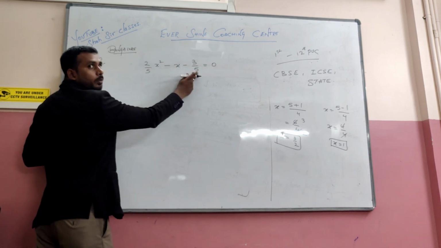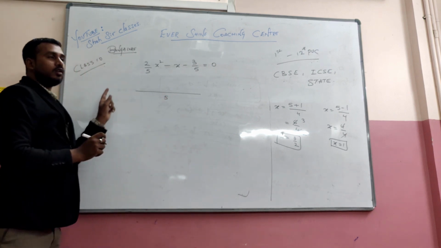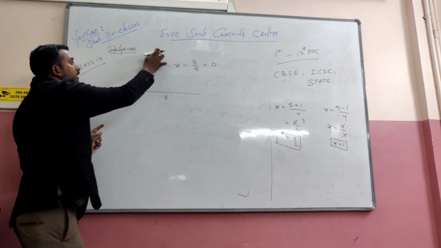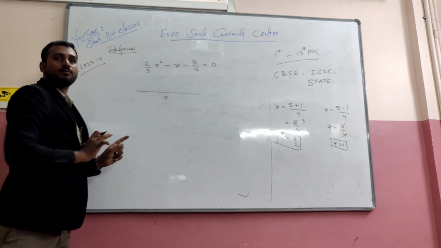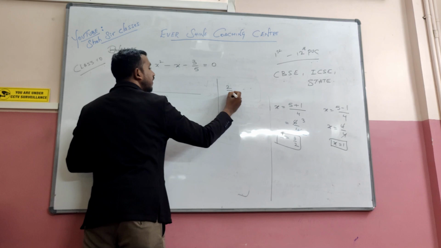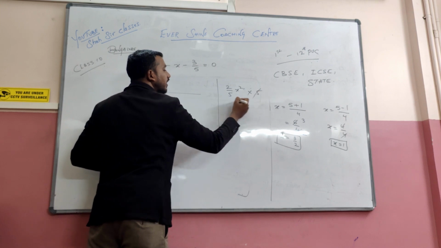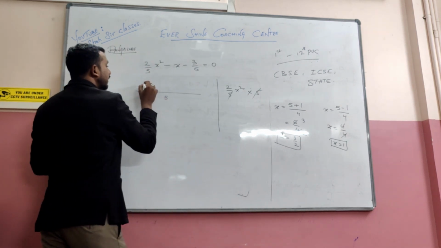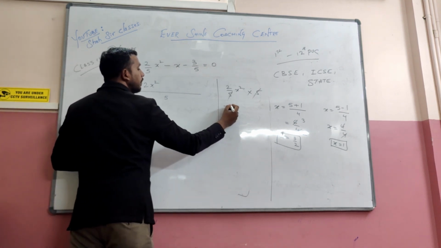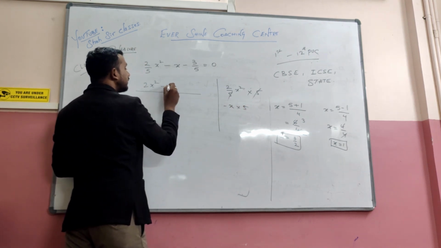Here 5 and here also denominator 5. Here nothing is there, so it is 1. So what is the LCM? 5. Correct? So throughout the denominator, LCM is 5. Okay, son? And after that what to do? This complete term multiply by LCM. See here. This complete term 2 by 5 x square, multiply by LCM. LCM is 5. 5 gets cancelled. Left out is 2x square. Done. Again this complete term minus x, multiply by LCM 5. 5 into minus x is minus 5x.